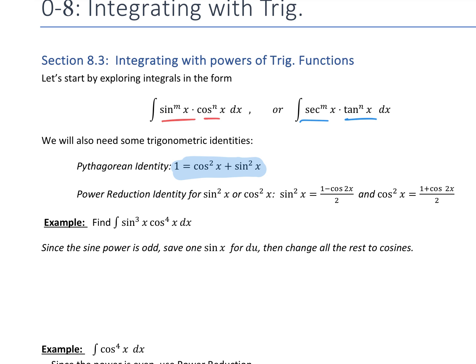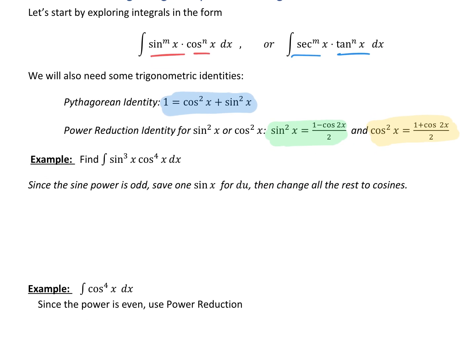Also, we have our power reduction formulas. We have this formula that says sine squared is 1 minus cosine 2x over 2. And we have the cosine squared version of that, which is 1 plus cosine 2x over 2. They look a lot alike, but cosine is plus and sine is subtract. Okay, we're all set.